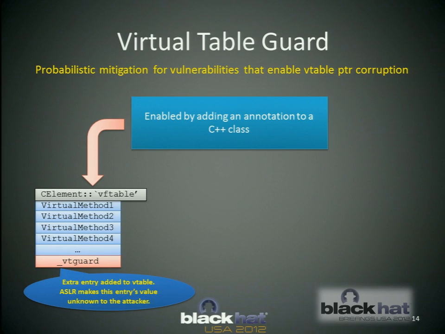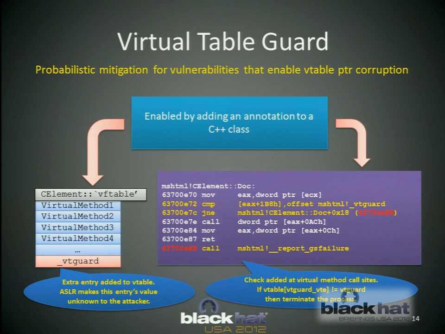And you can think of this VT guard cookie as really just the address of a special symbol within this module. And the key thing to keep in mind here is because this module has ASLR enabled, the attacker doesn't know the specific value that this VT guard cookie has at runtime. And so they can't easily synthesize a fake VT guard value there.